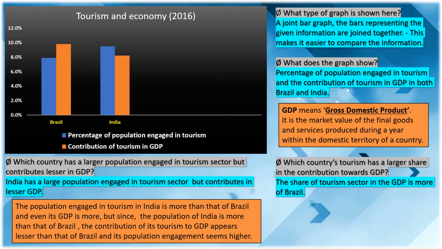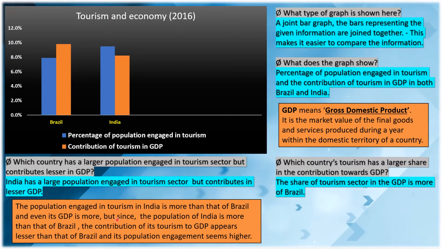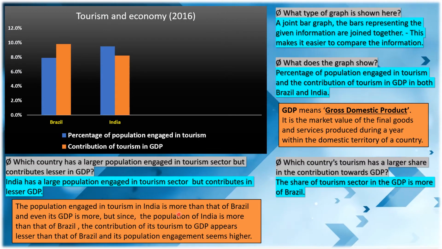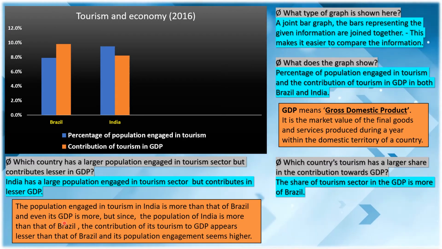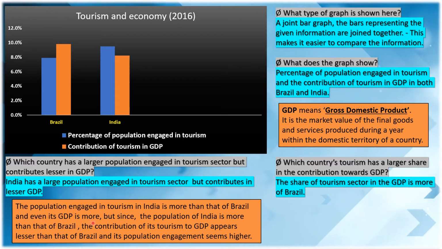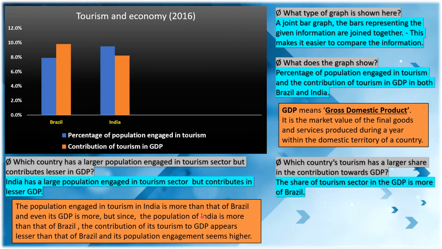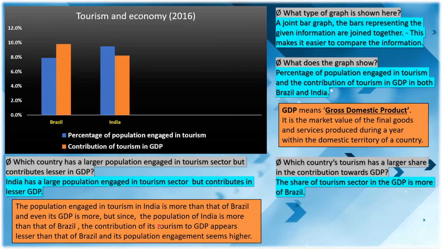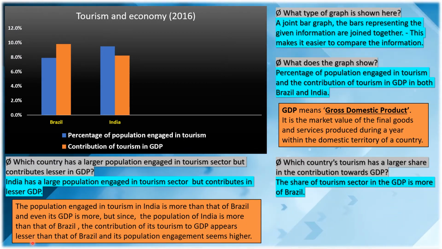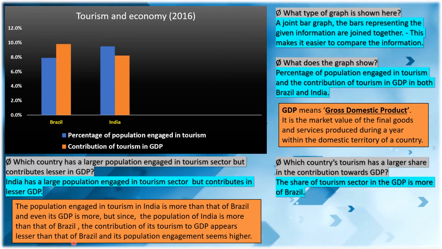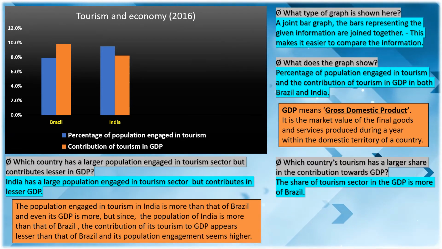Now, what could be the reason behind this? The population engaged in tourism in India is more than that of Brazil. Yes, and even its GDP is more. But since the population of India is more than that of Brazil, the contribution of tourism to GDP appears lesser than that of Brazil, and its population engaged seems higher.